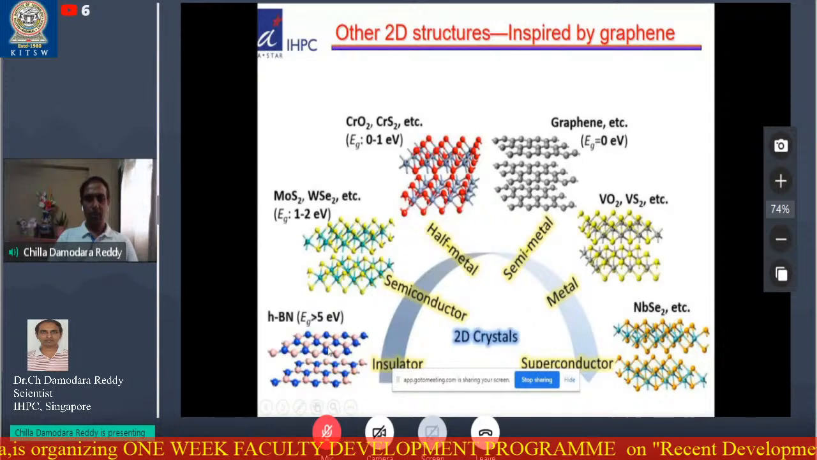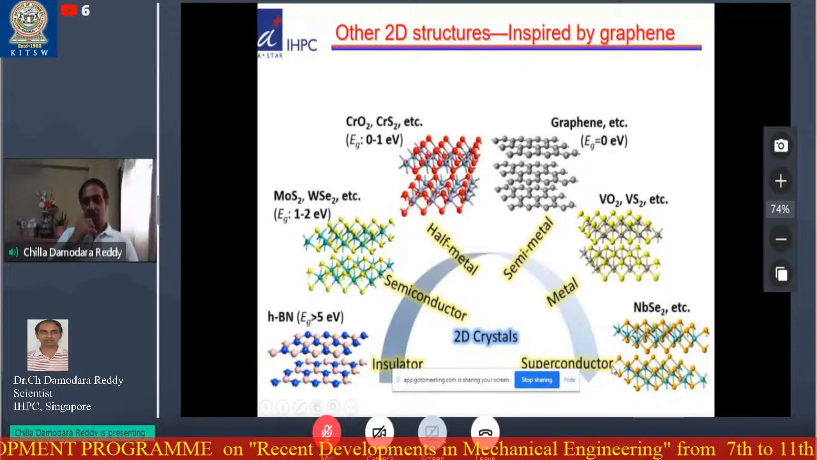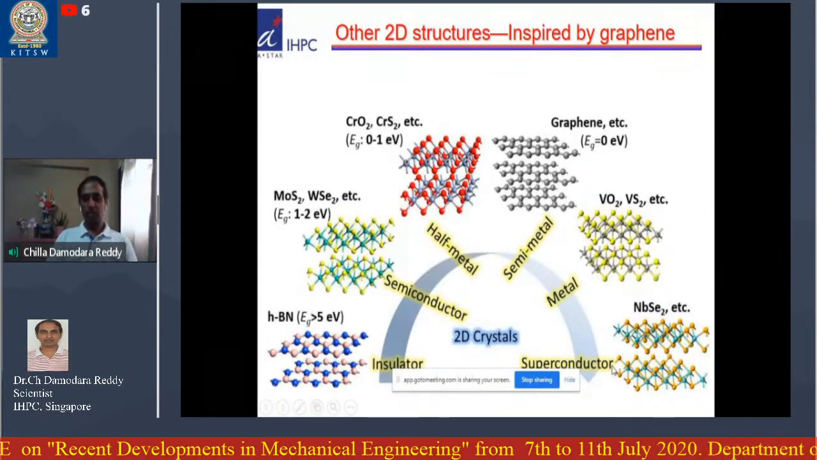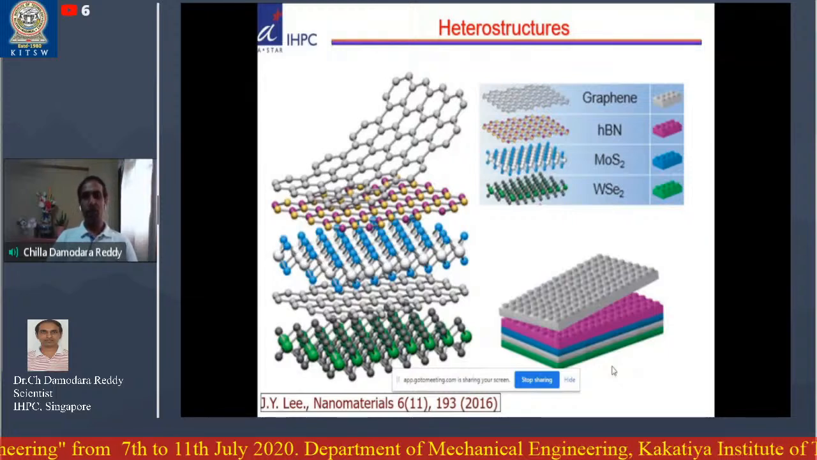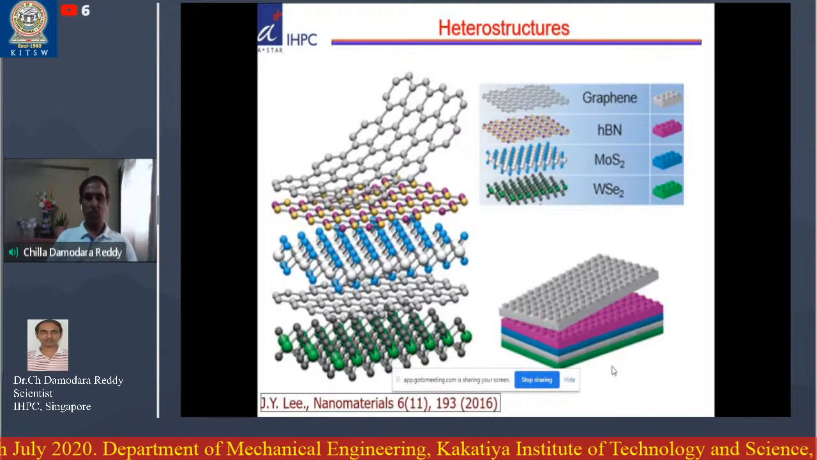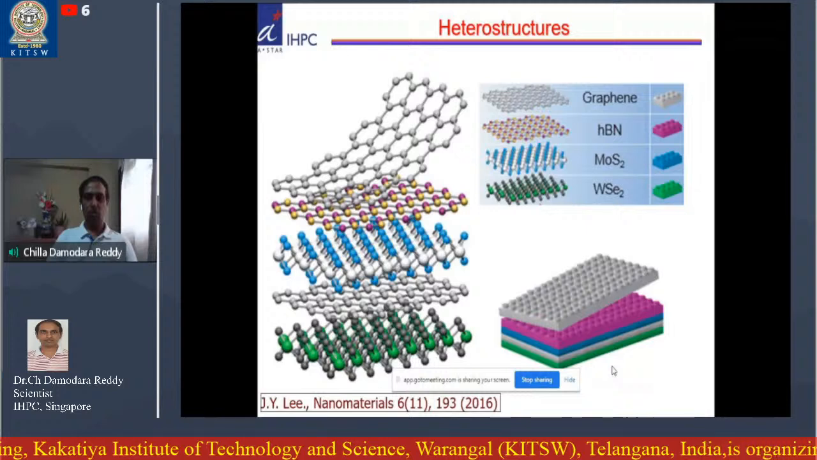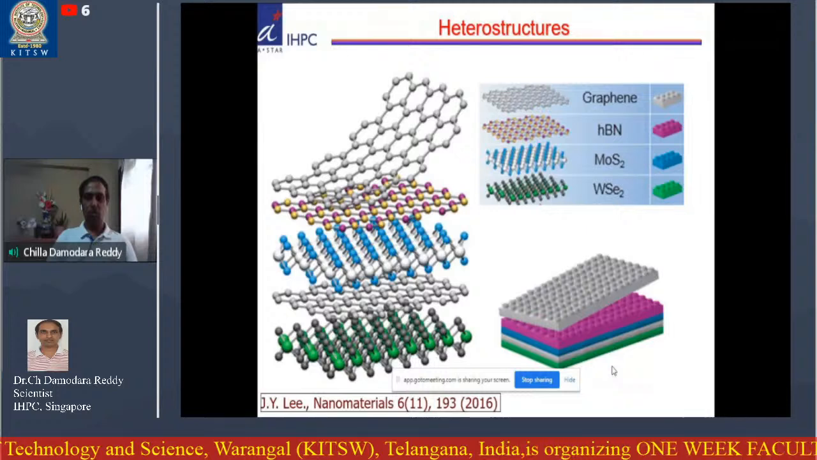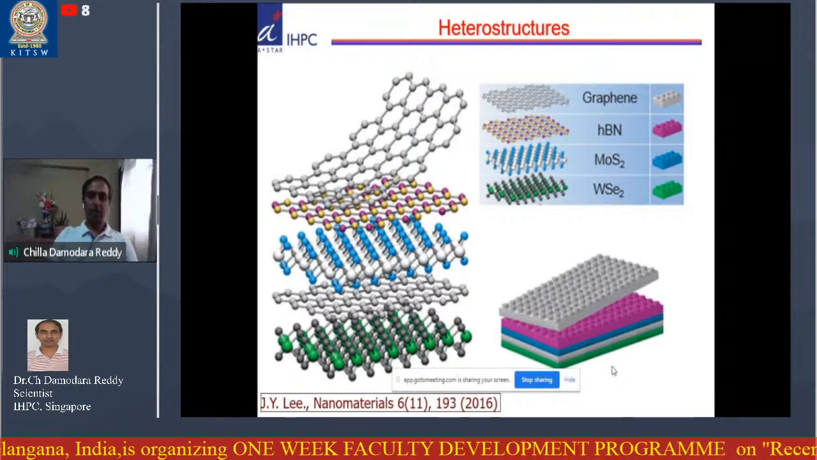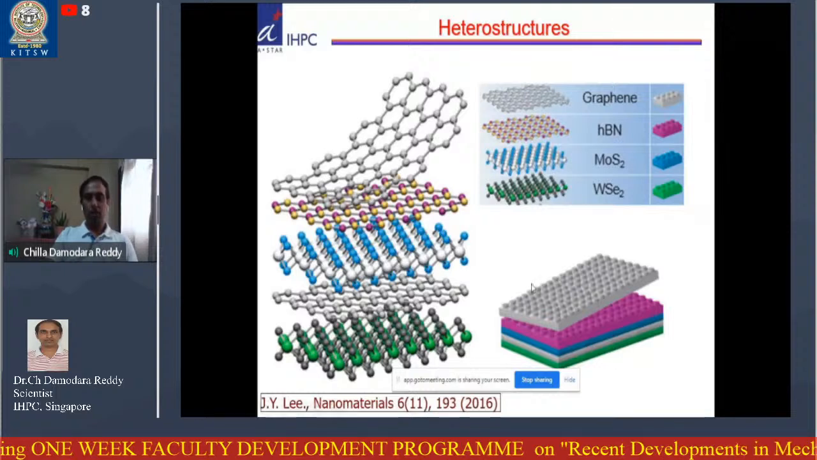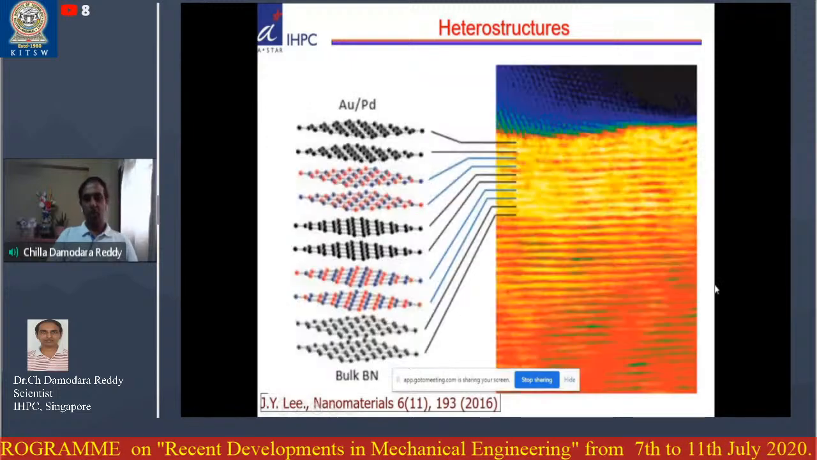And NbSe2 is also a superconductor that can be used for useful applications. So apart from that, you can use these different materials like graphene, boron nitride, MoS2, WS2. We can play around with these materials so that we can get different material properties from the combined block. This is called a heterogeneous structure. You can synthesize it chemically or arrange it mechanically like Lego blocks. By doing that, they created a lot of structures.